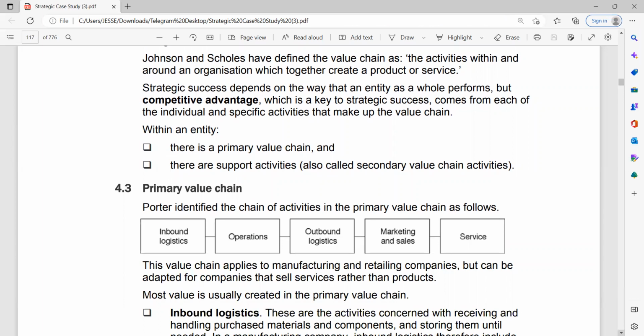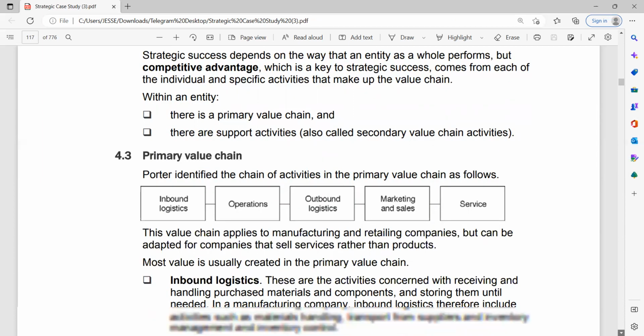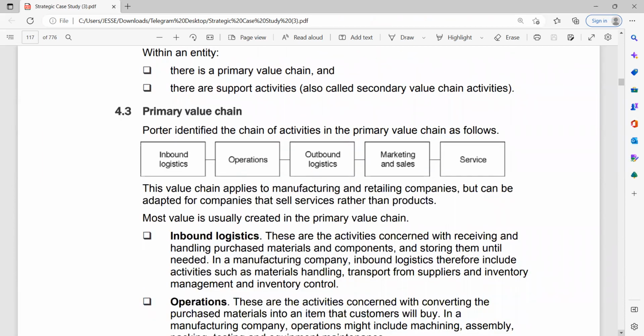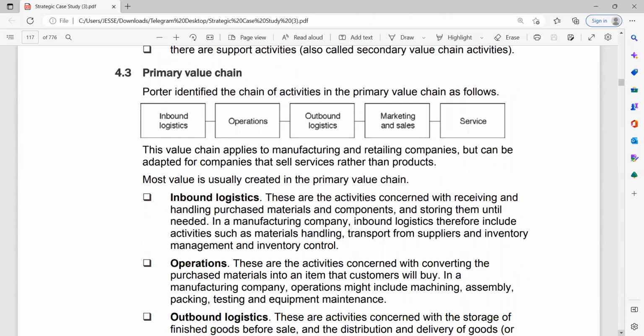So within an entity, there are two types of activities. There are primary activities and there are secondary activities. We'll look at each of them, right? So let's look at the primary value chain. Porter identified the chain of activities in the primary value chain as follows. You have inbound logistics, you have operations, you have outbound logistics, you have marketing and sales, and then you have service.